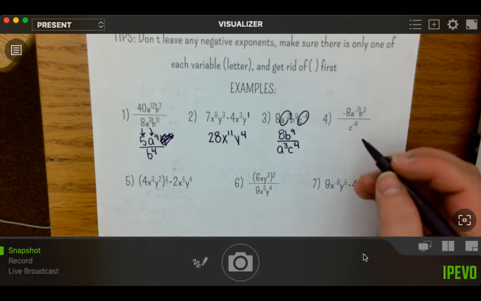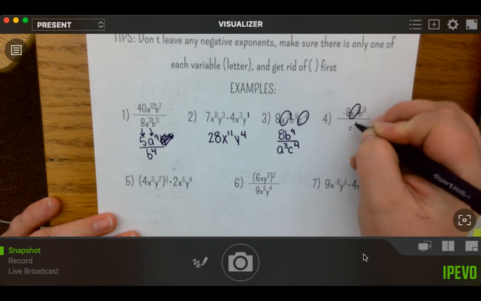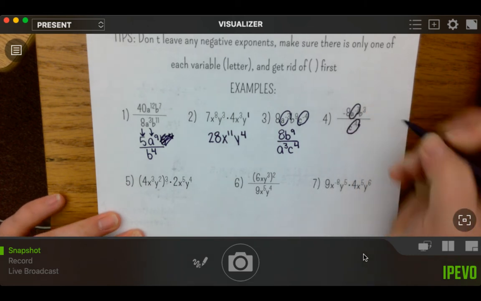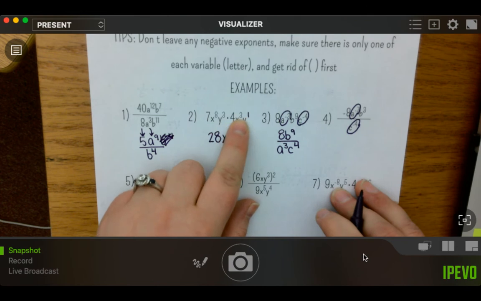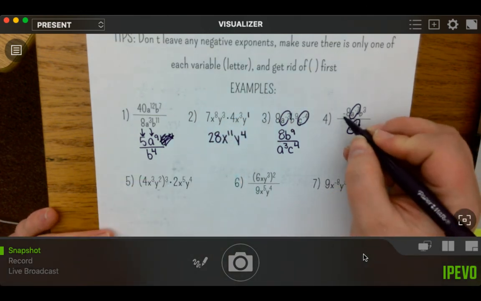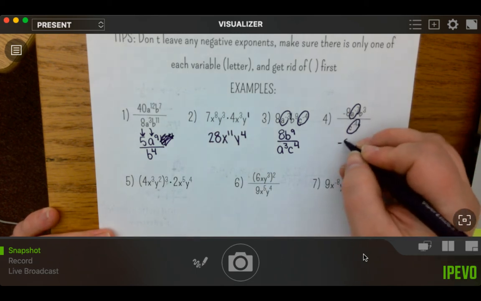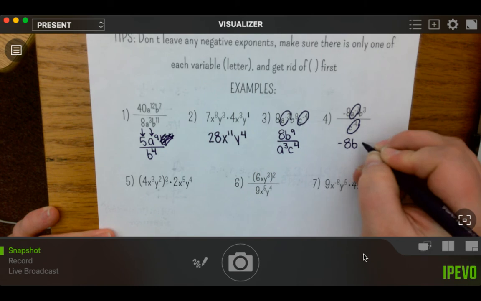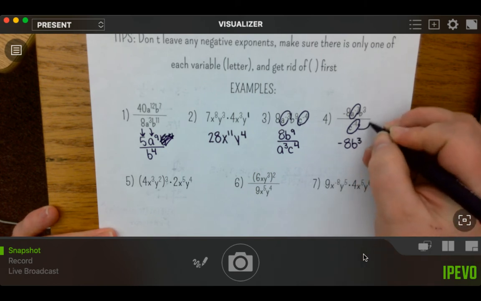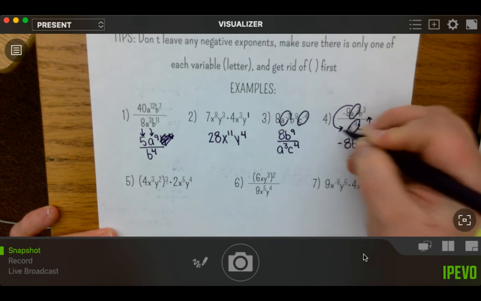And then over here, same thing, we've got some negative exponents. If you notice that none of them have the same letter, like this, that's probably just negatives that need to be moved. But this negative 8 is not an exponent, it's a regular number, so it doesn't have to move. So the c is going to come up, and the a is going to move down.